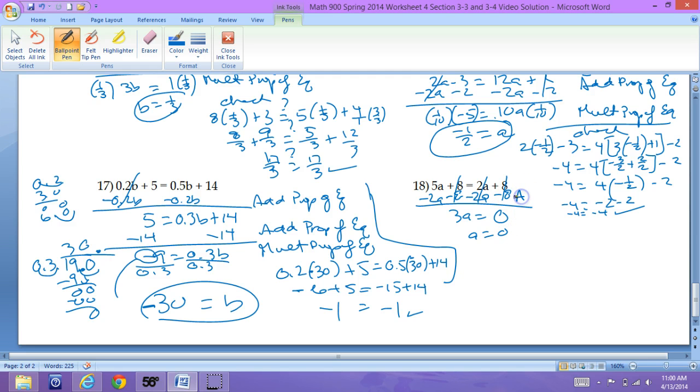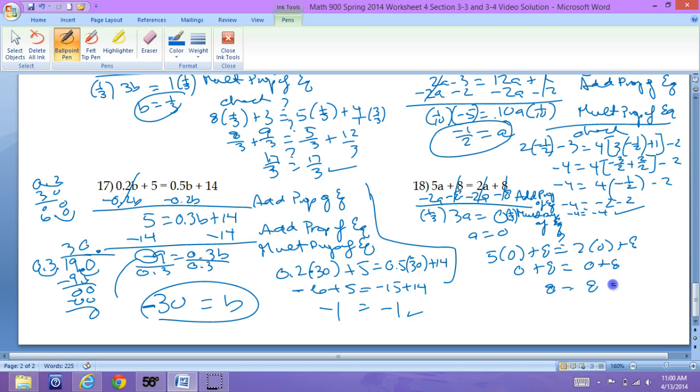Now I use the addition property. I'm just going to put addition prop of equations here. Right, and then this is the multiplication property of equations. And yes, you do have to put it, even though 3a equals 0 means a equals 0, because I technically would have multiplied both sides by 1/3, and 0 times 1/3 is still 0. So we're going to check it. We're going to go 5 times 0 plus 8, and we're asking ourselves, does that equal 2 times 0 plus 8? Well, that's 0 plus 8 equals 0 plus 8. And once you finally get to 8 equals 8, you're like, I'm good.